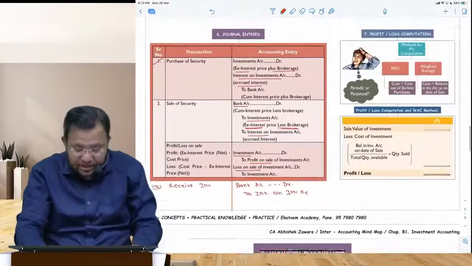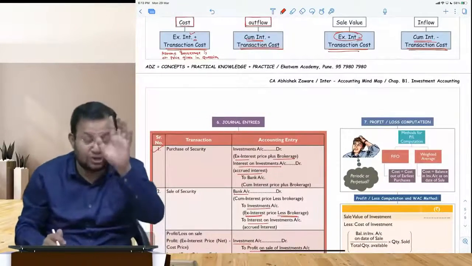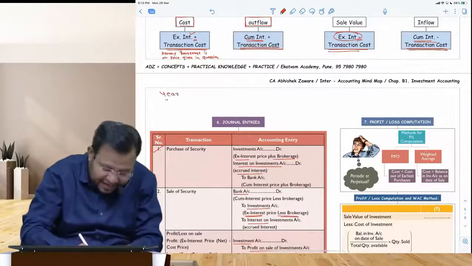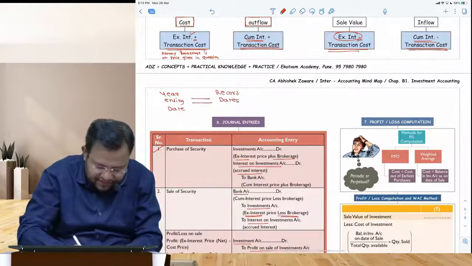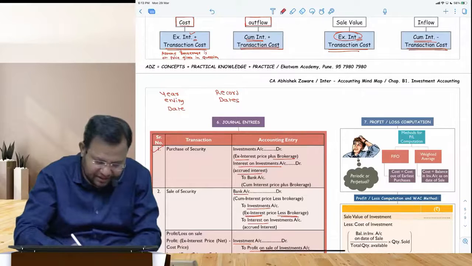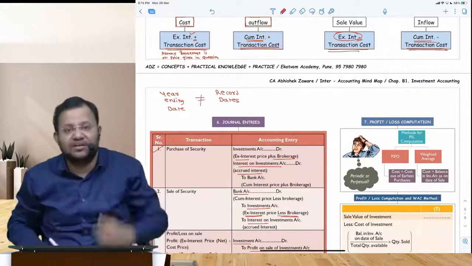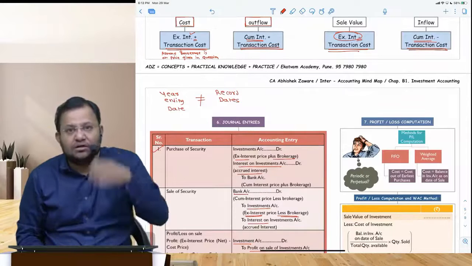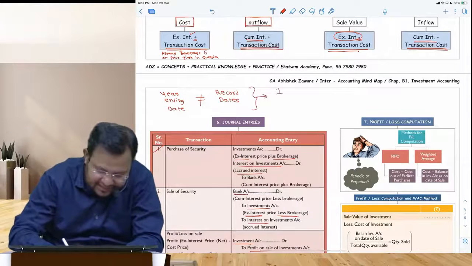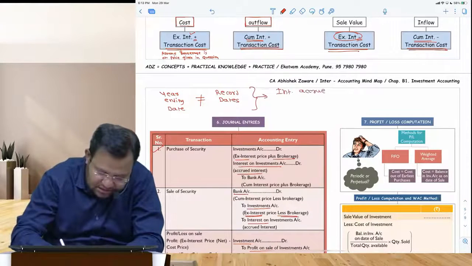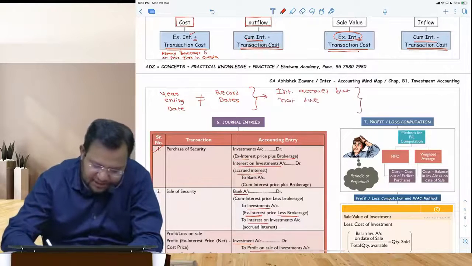Remember, your year ending date should be compared with record dates for payment of interest. If they do not match, if they are not the same, like your year ends on 31st March, but the company pays interest on 30 June and 31st December, then you will have a concept of interest accrued but not due. Interest accrued but not due. So we should show this as interest receivable.